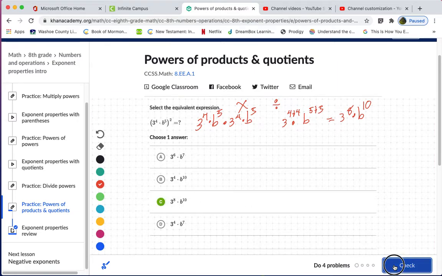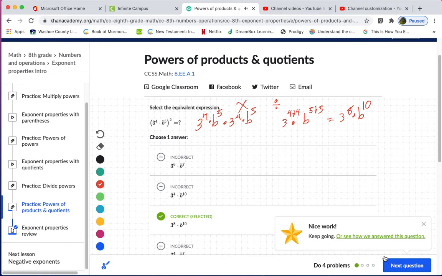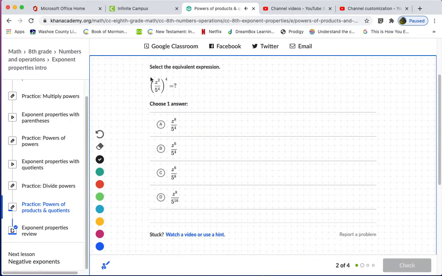So that one right there. And our next question, z squared over 5 to the 4th, all raised to the 4th power. Again, not the same bases, so there's nothing we can do about that. We're going to leave that alone. We could rewrite this as z squared over 5 to the 4th times z squared over 5 to the 4th, and so on. I don't really want to do this, but we could, right? But we want a shortcut.